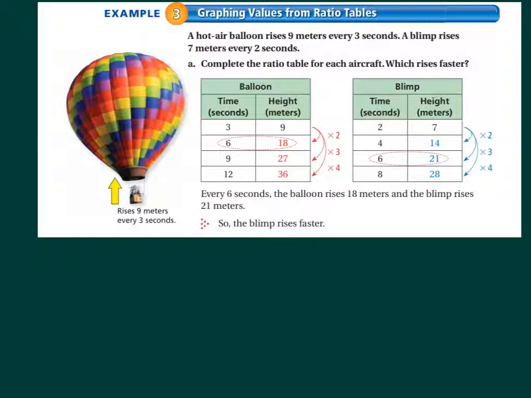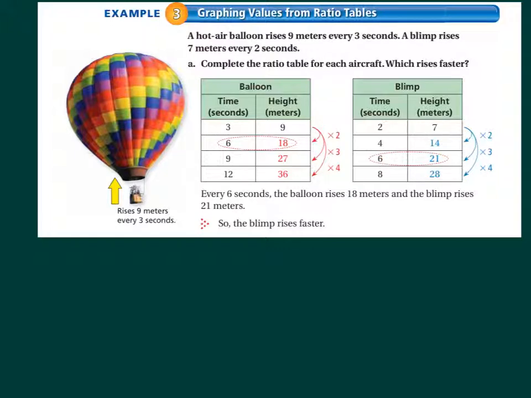You can see in the table they're multiplying both the top and bottom by 2, both the top and bottom by 3, both the top and bottom by 4. And this next one, 2 and 7, 4 and 14, 6 and 21, 8 and 28. Again, they're just doing the same thing. They're finding the rate at which they're rising. You can see here we want to find the same denominator at some point.